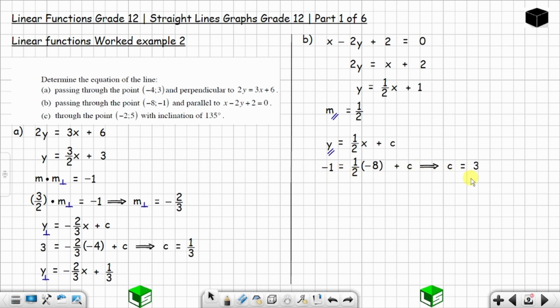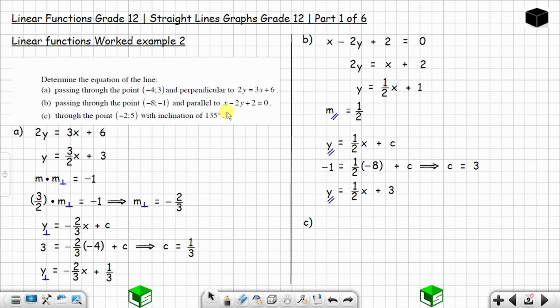Okay. And finally, the equation of the line which is parallel to this line is equal to 1 over 2x plus c. Your c is 3. Okay, this is the equation. Okay, now it's question C. Question C, determine the equation of the line through the point negative 2, 5 with inclination of 135 degrees.